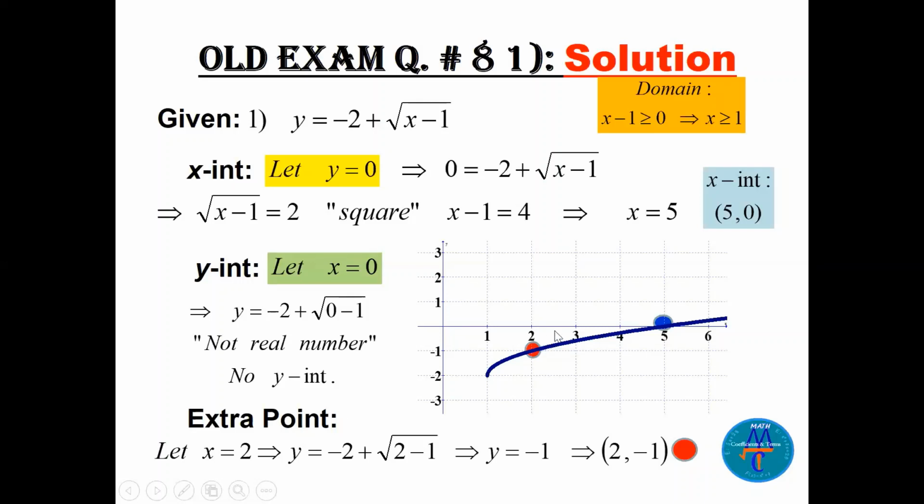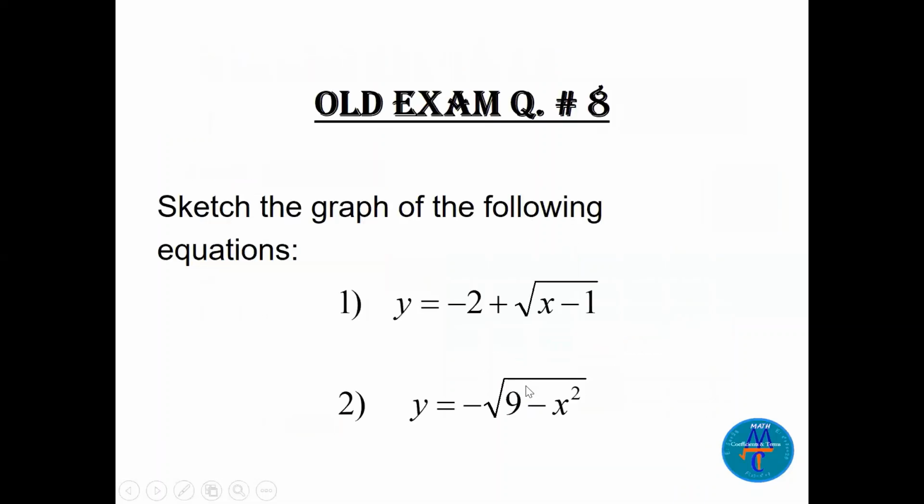Let's take extra points here. Take any point that's easy to find the radical. 2, put 2 here. 2 minus 1 is 1. See, that's 1. And you have a minus 2 there, so it's minus 1. So 2, minus 1, this is the red point. You can take any nice number, then you can find the graph is like this. So we call this half parabola. You want to try the second one.